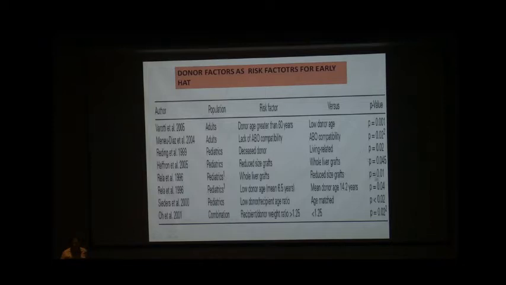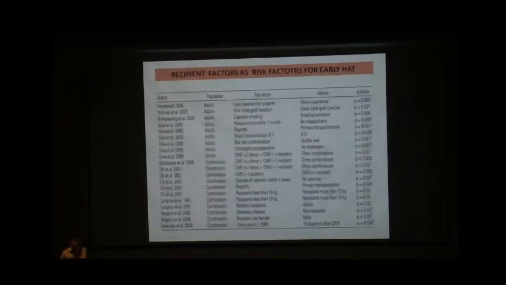There is a conflicting difference between two studies which have been published in 1996 and 2005. The recent one says reduced size liver graft is a risk factor for HAT. And other factors, which are low donor age and recipient to donor age ratio, have been associated with HAT.